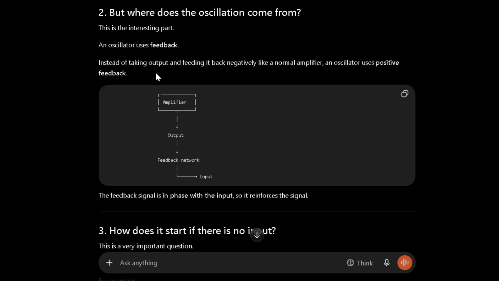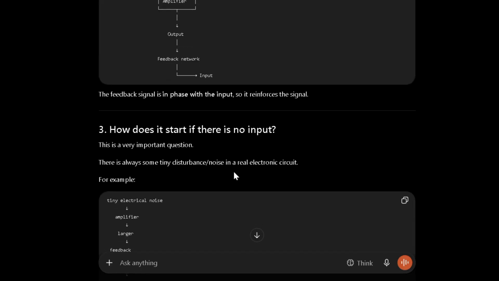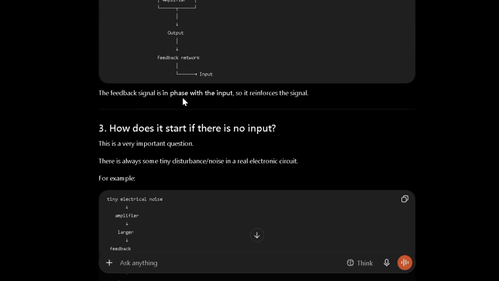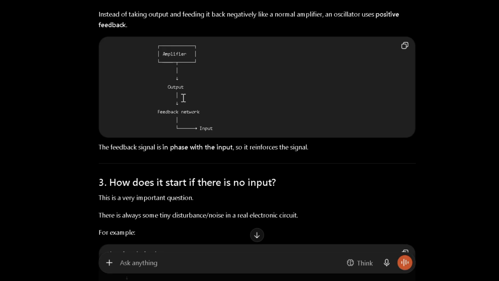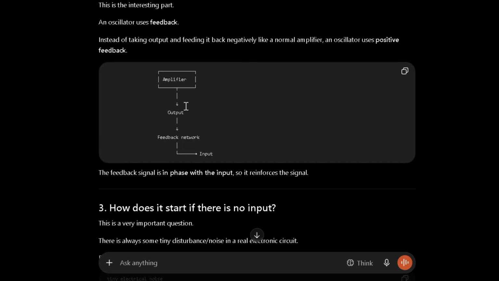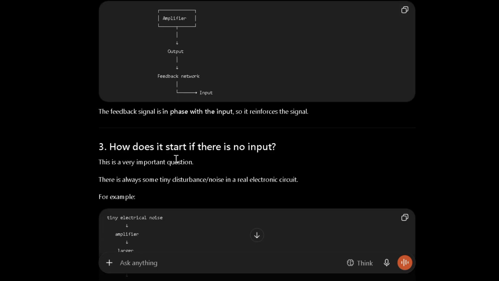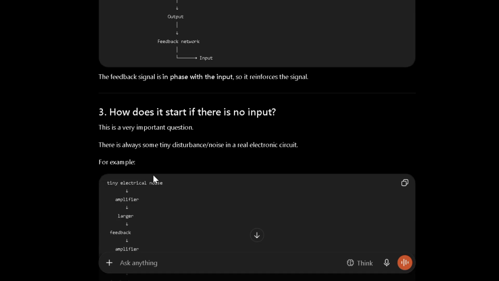This is the interesting part. An oscillator uses feedback. Instead of taking the output and feeding it back negatively, like a normal amplifier, an oscillator uses positive feedback. How does it start? There is no input. Why is there no input? I don't understand here. How does it start? There is a very important question.